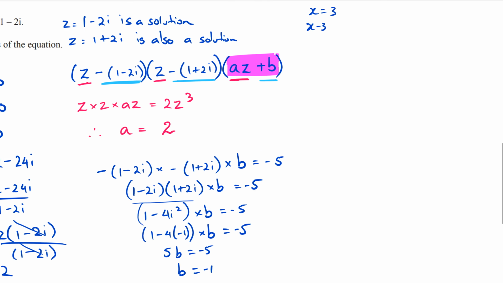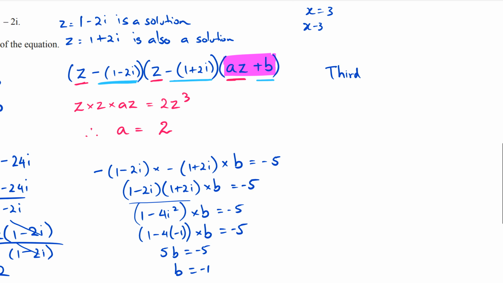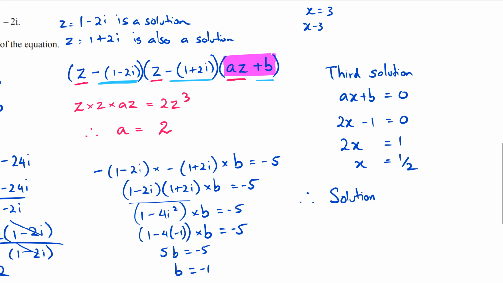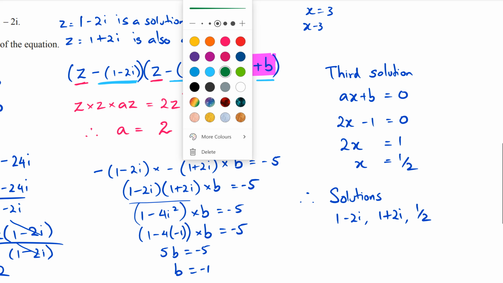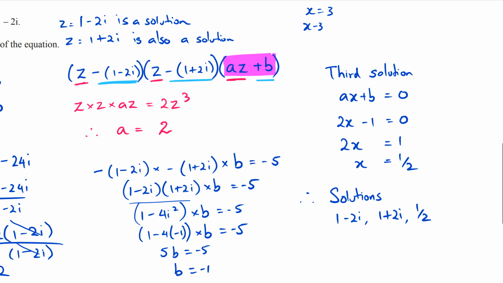So to get my third solution, I have to put az plus b equals 0. Because it's 2z minus 1 equals 0, 2z equals 1 and z equals a half. So we found c, and we found our three solutions: 1 minus 2i, 1 plus 2i, and a half. The way the grades work in this case is, if you get two solutions found and c found, that gets you a merit.